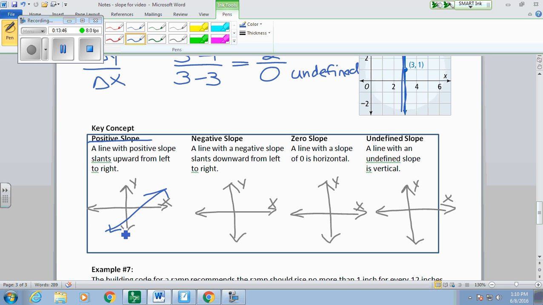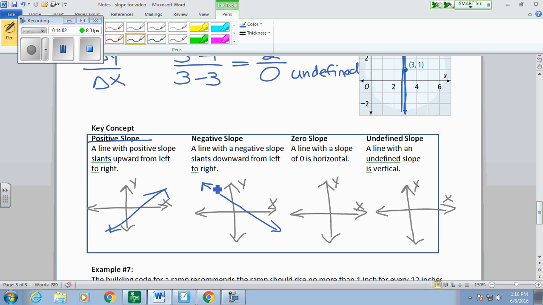Next, a line with a negative slope slants downward from left to right. So now we think about descending down some stairs. If I was descending from left to right, it would look something like this. Again, drawing the arrows to show my line is continuous.